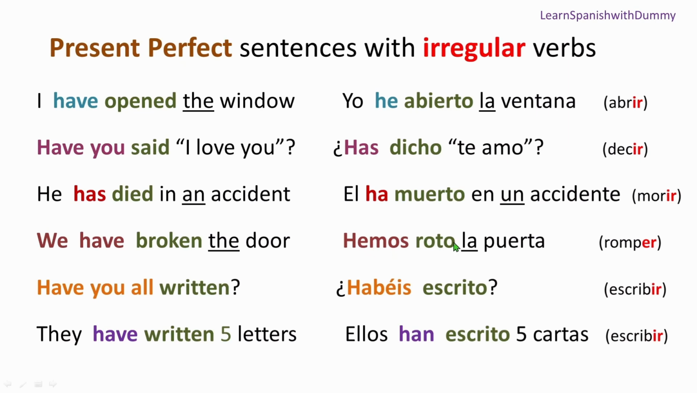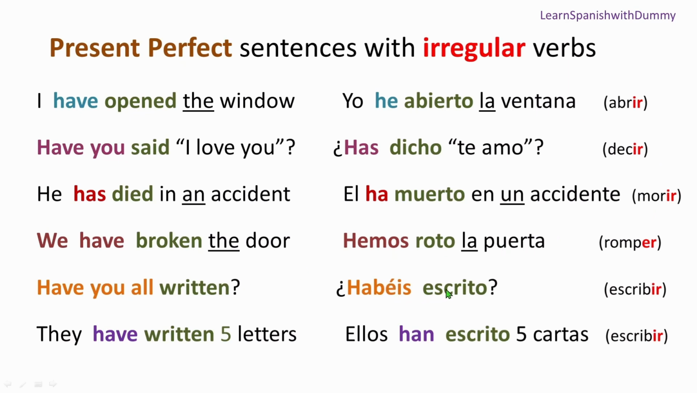We have broken the door. So hemos roto la puerta. Hemos, we have, roto is broken. How did it come? From the verb romper. Romper is to break. And roto is broken, right? It's something you need to remember. It doesn't follow any rule. And puerta is door.